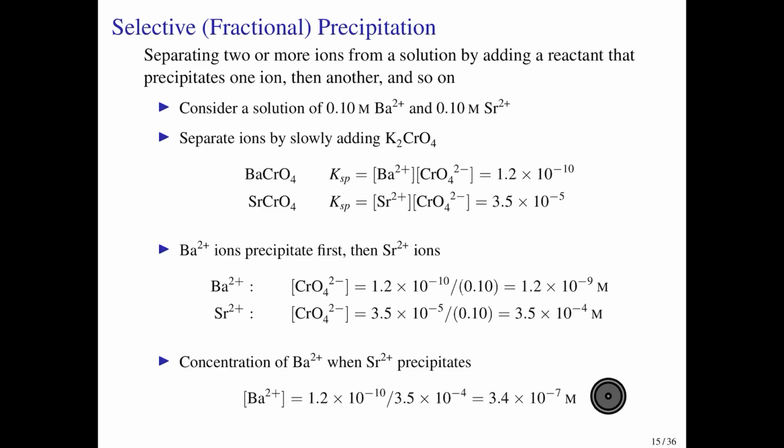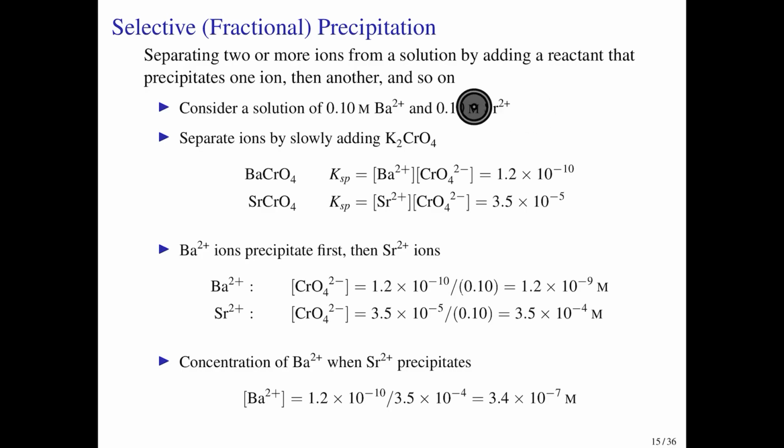We're going to continue our discussion of precipitation. This is an application of precipitation reactions called selective or fractional precipitation. The idea here is that you have perhaps some ions together in solution. In this case, we're talking about barium ions and strontium ions present in the same solution. And the goal is to separate those ions from one another. And so we do this by selectively precipitating one ion over the other one.